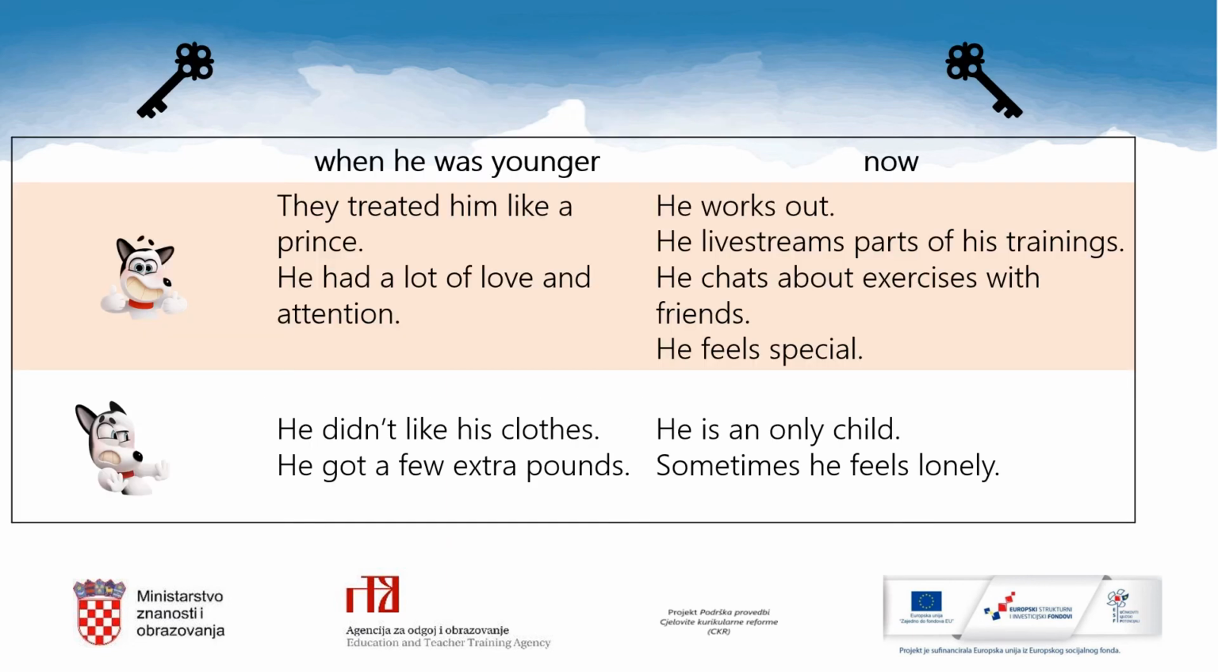Let's check your list together. What he liked when he was young was that they treated him like a prince. He had a lot of love and attention. But he didn't like his clothes. He got a few extra pounds.